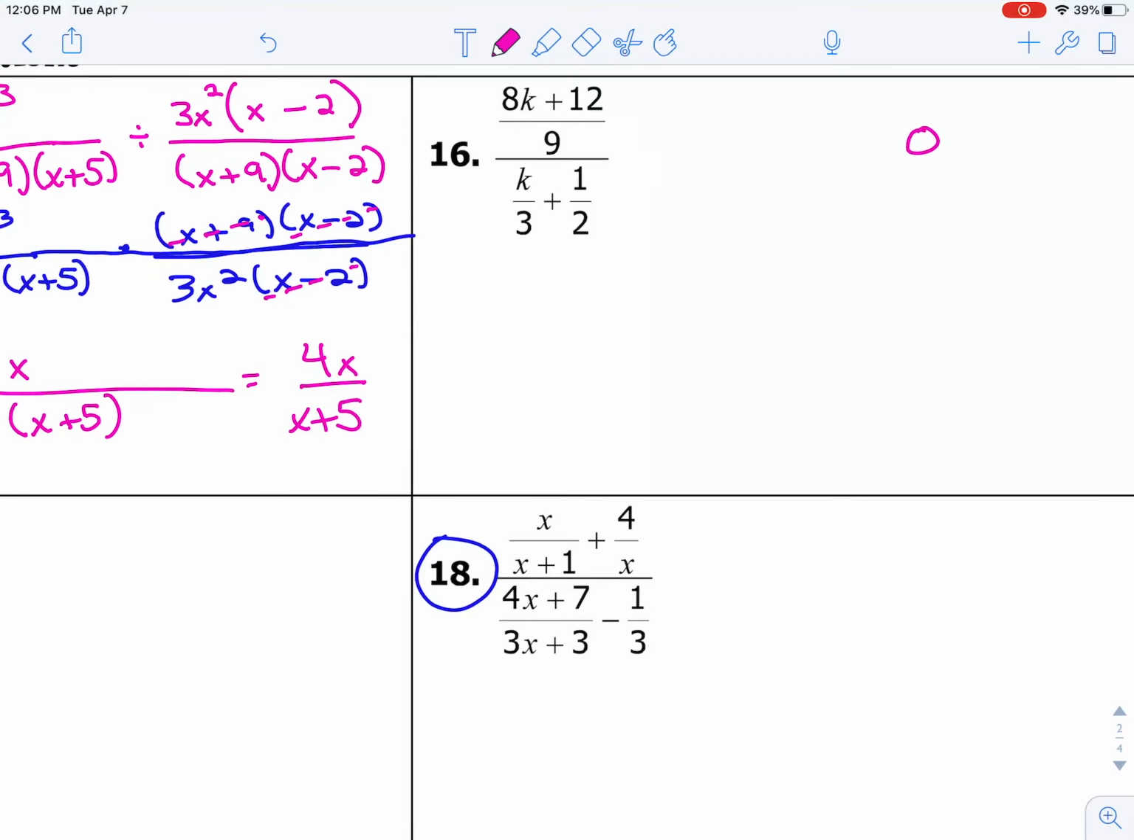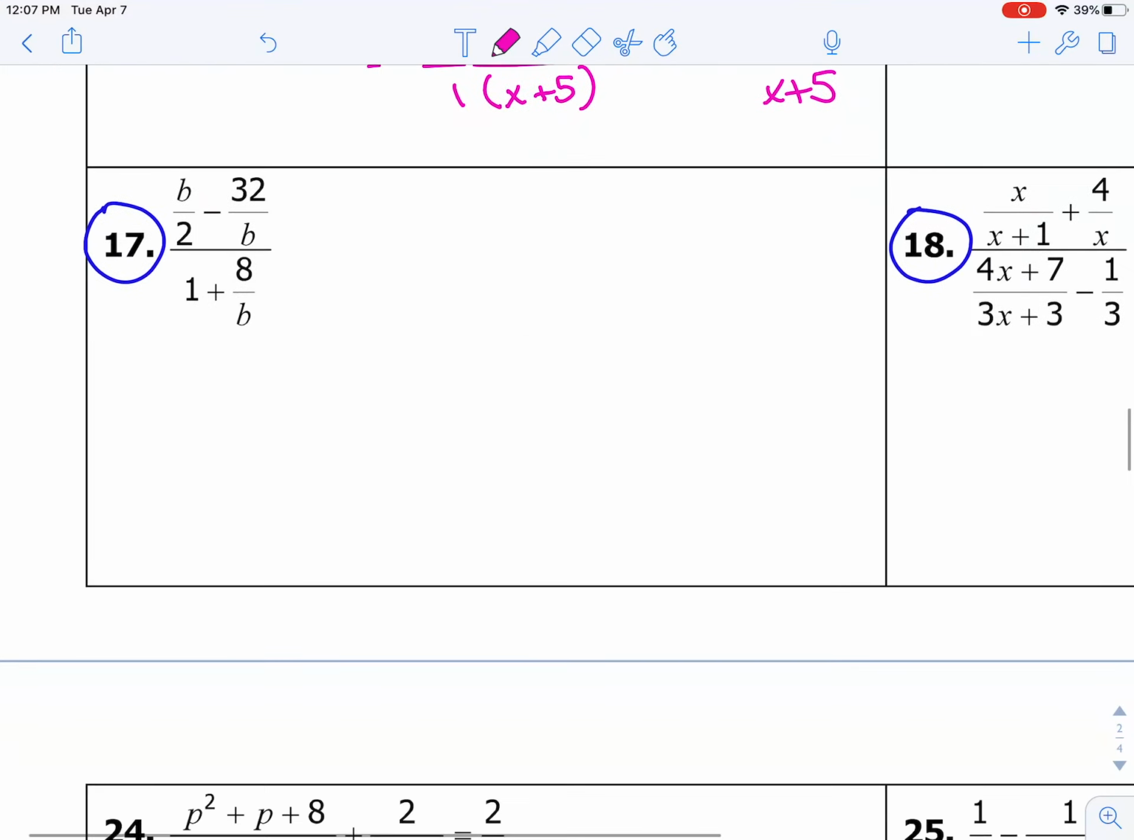And remember that when you simplify this one, you do want to get it all the way down to 8/3. Okay, 17. All right, so 17 is going to boost our difficulty a little bit. Let's go ahead and write it horizontally with the variable as x.